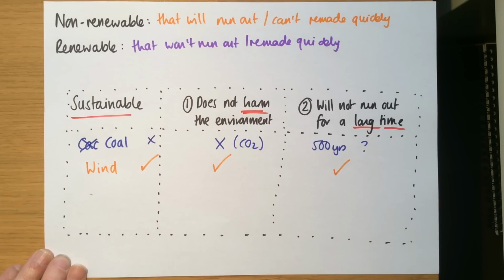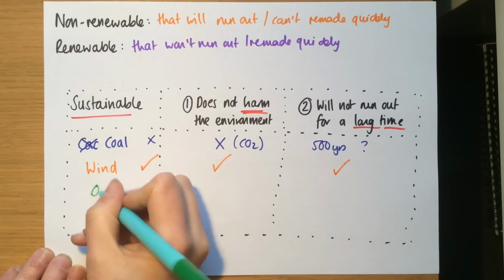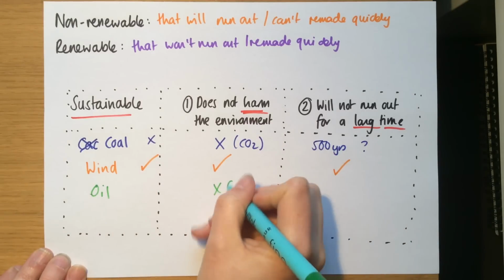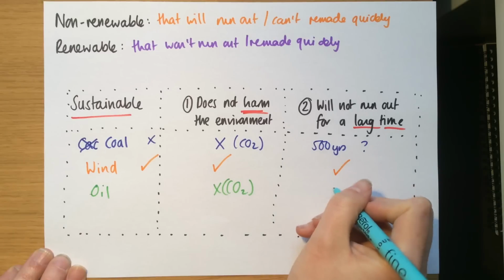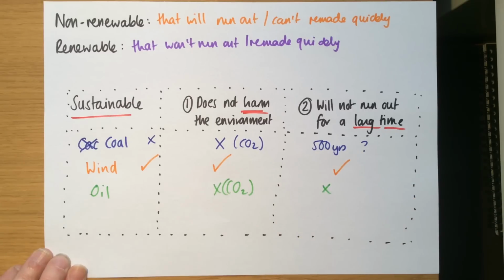Another one, oil, topical, I suppose. Just like coal, it produces CO2 when you burn it. And it's going to run out in like 30 years or so, so it is going to run out quite soon, so that's definitely not sustainable.